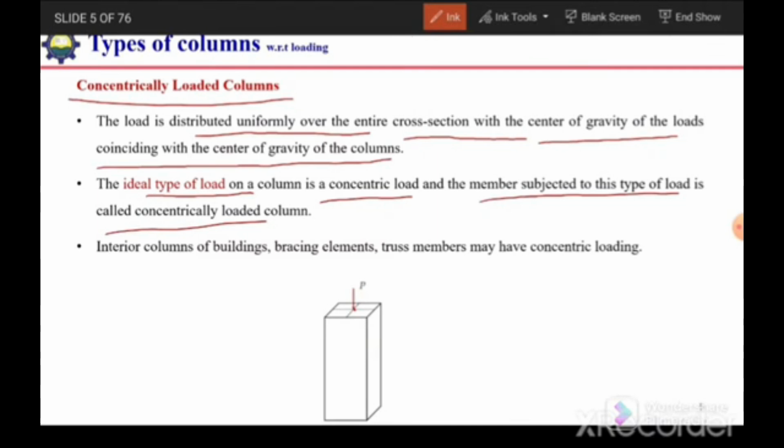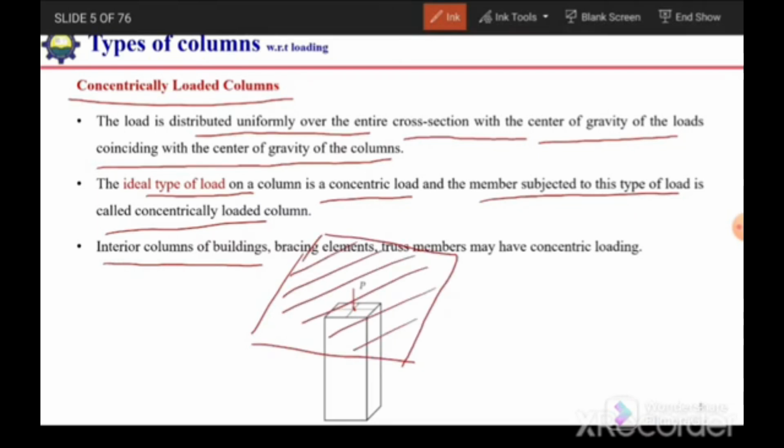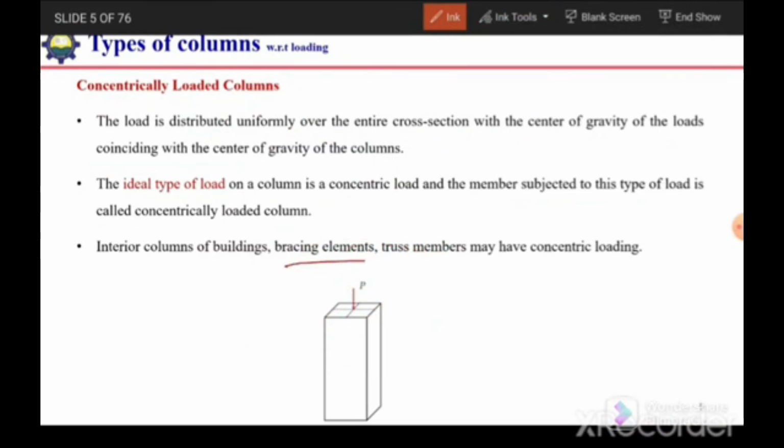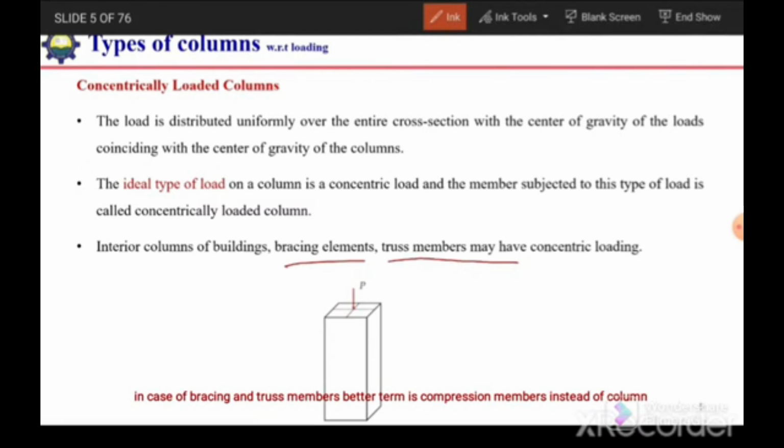So there is a possibility that the interior column of a building may be a concentrically loaded column, because in that case the area supported by this column is the same on all four sides in most of the cases. And the bracing elements can be concentrically loaded columns because we can design the connection in such a way that the load may act at the centroid of the section. Similarly, the truss members can be concentrically loaded columns because in that case we have a pin connection, so the load can be assumed to act at the centroid of the column.